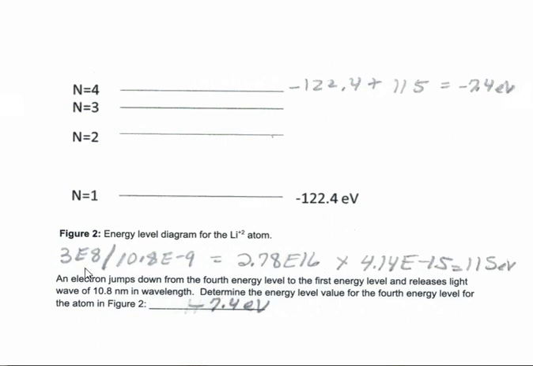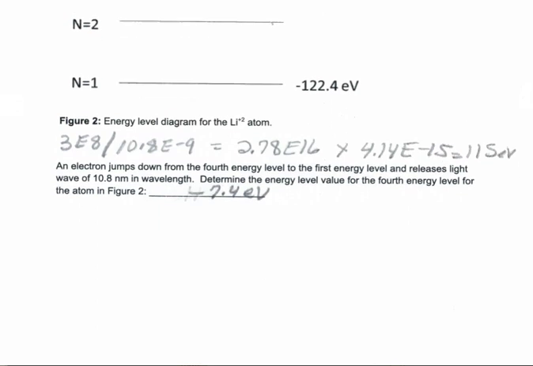3 exponential 8 divided by 10.8 exponential minus 9 gives you a frequency of 2.78 exponential 16. Multiply that by Planck's constant again, we get 115 electron volts. So this is just like what we did above. But now to determine n equals 4 energy, you've got to take the base, negative 122.4, add the 115 to it, and this is negative 7.4 electron volts. So n equals 4 energy level is negative 7.4 electron volts. Now remember, all the energies are negative because electrons are negative. All right, so let's move on.